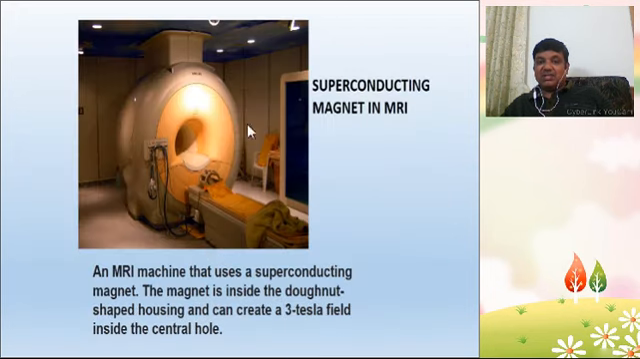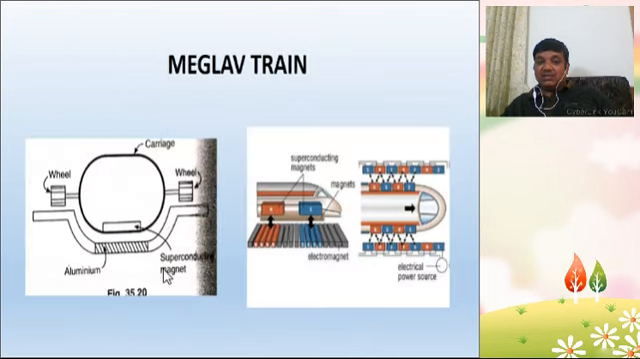This is how the donut shaped MRI has the superconducting facility, and it generates a 3 Tesla field, which is a very high magnetic field. This is only achieved by superconducting materials. So one application is the maglev train.